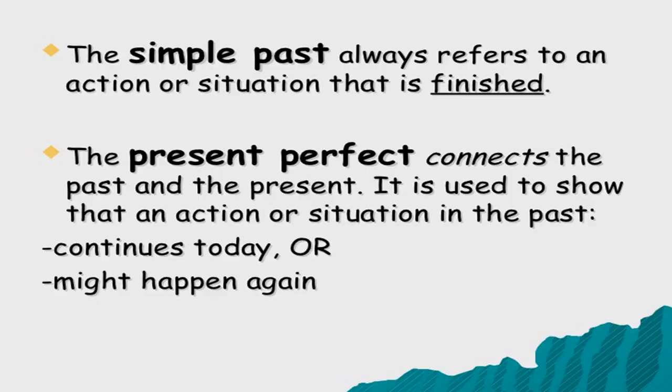Then we have a slight difference between the usage of simple past and present perfect. See, the simple past always refers to an action or situation that is finished, that is completed. The present perfect connects the past and the present, and it is used to show that an action or situation in the past continues today, maybe that action started in the past and is continuing till now, or might happen again. So this is the basic difference between simple past and present perfect.